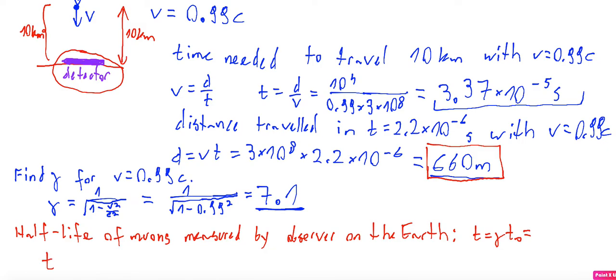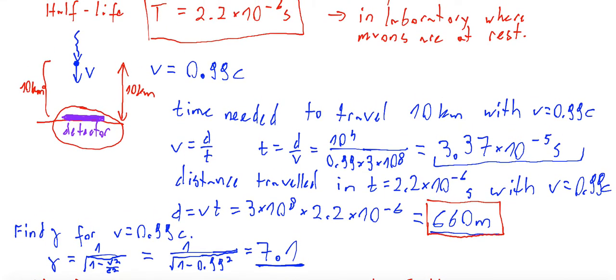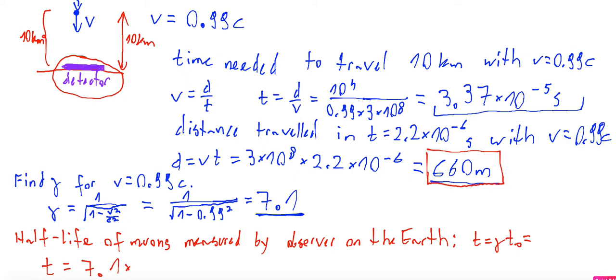So we have to find the time by multiplying the Lorentz factor times the half-life of muons, which is 2.2 times 10 to the power of minus 6. Let's calculate, 7.1 times 2.2 gives 1.56 times 10 to the power of minus 5 seconds. Okay, so for an observer who is on the Earth and observes traveling muons, the lifetime is much longer.